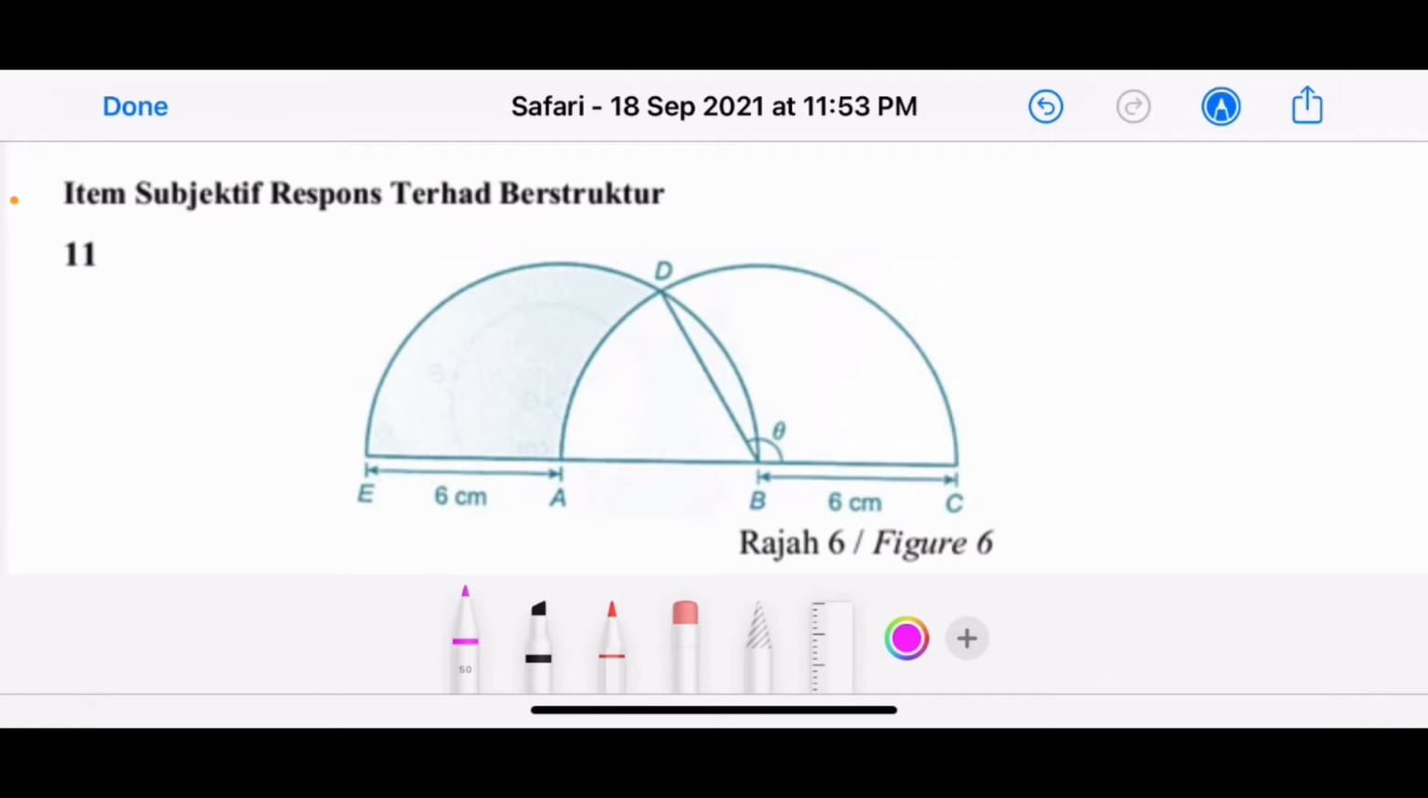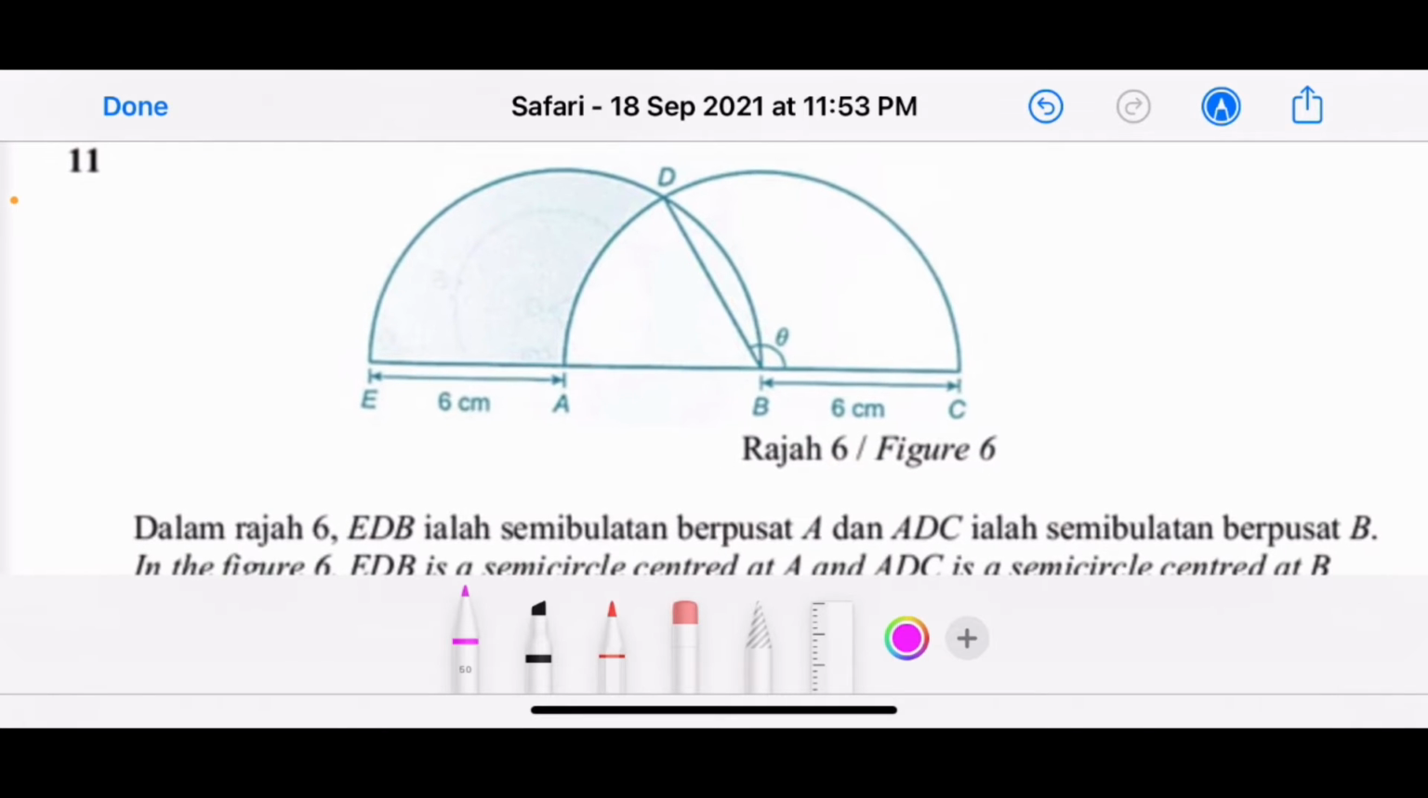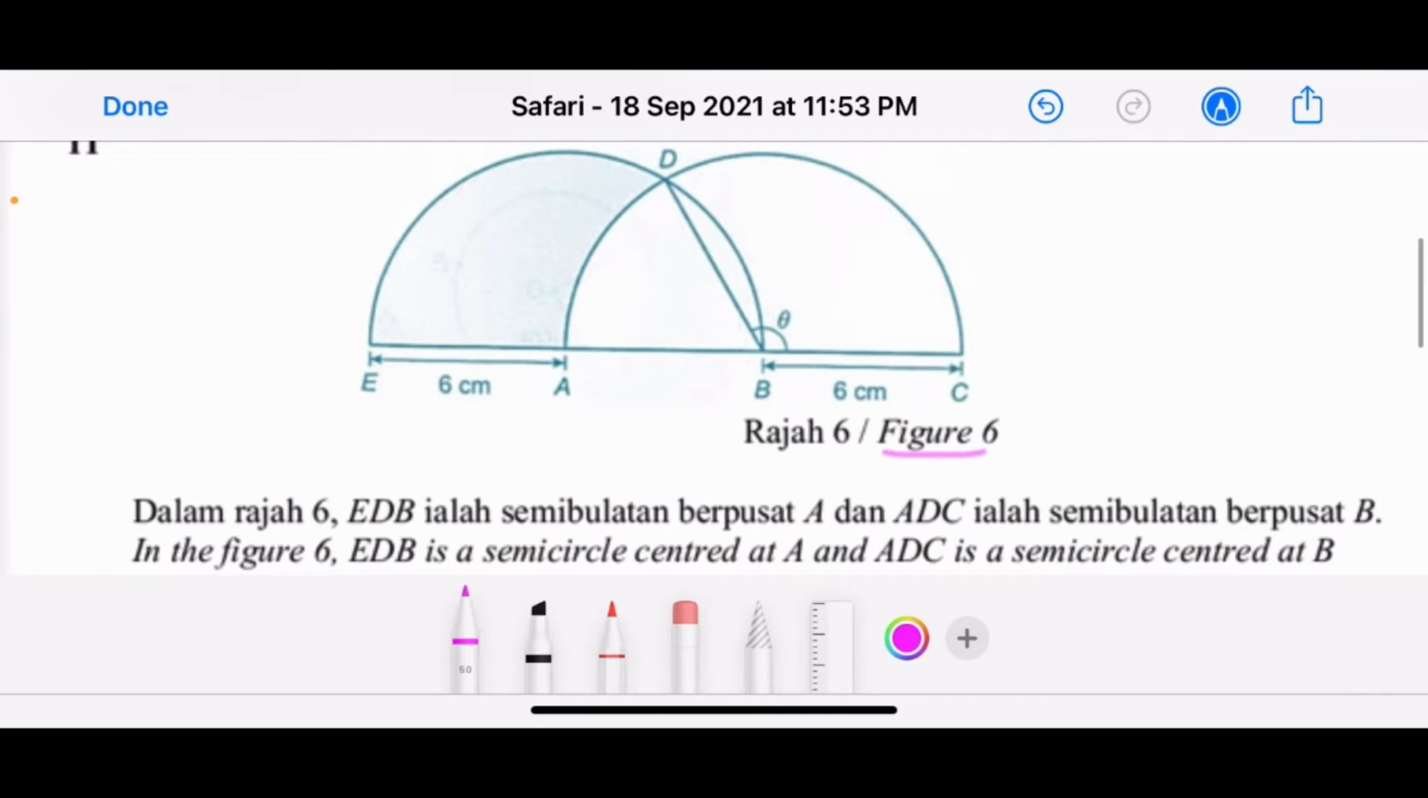Hello student, let's discuss circular measure. This is a very easy question, right? Alright, let's have a look at this diagram, figure 6. Now let's read the question.